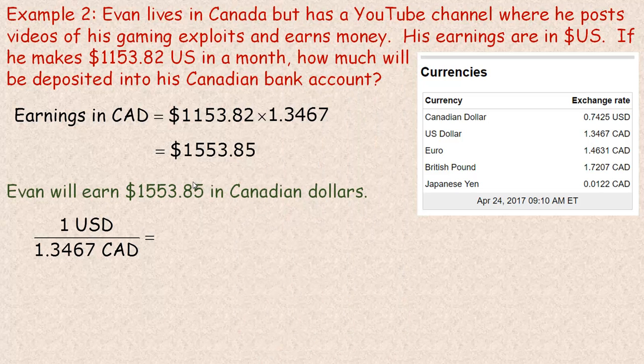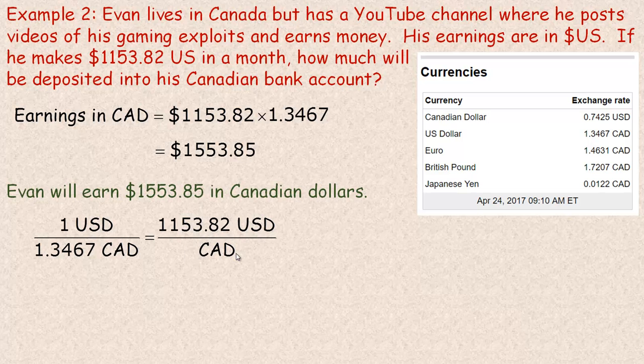So another way to find this 1553.85 is you could say, okay, this chart tells us that 1 US dollar is 1.3467 Canadian dollars. That's what this little ratio means here. So if we want to convert 1153.82 US dollars into Canadian, I'm just writing this because it's telling me the current currencies in US dollars. See, I have my US dollars both on top, so I have my Canadian dollars both on the bottom.